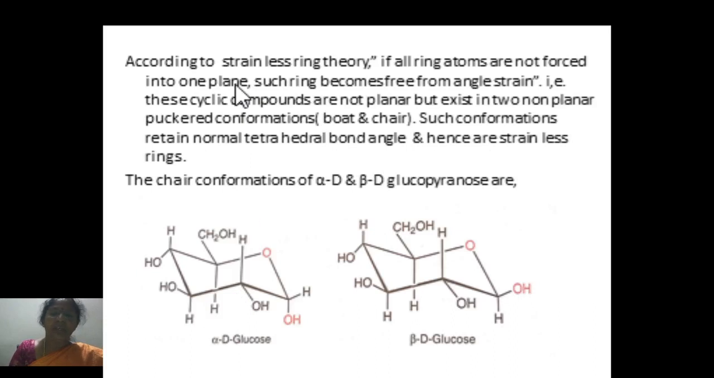As we understood from the various theories to explain the stability of cyclic molecules, if all the ring atoms are not forced into one plane, such a ring becomes free from angle strain. That means it retains the tetrahedral bond angle. So therefore in this conformation, one can see here, the hexagonal ring is not planar. Instead there are puckered conformations. Here you can see the chair forms of alpha D-glucopyranose structure.